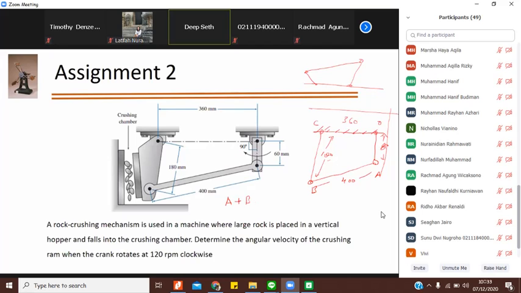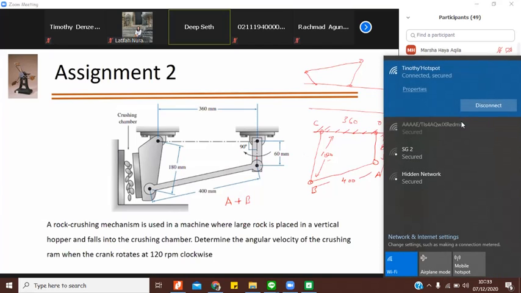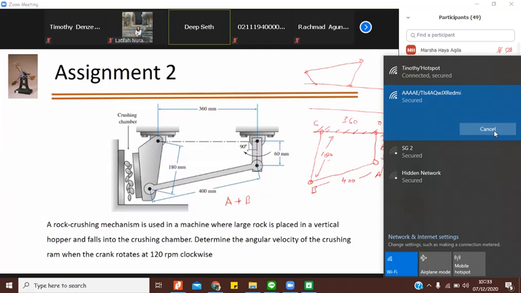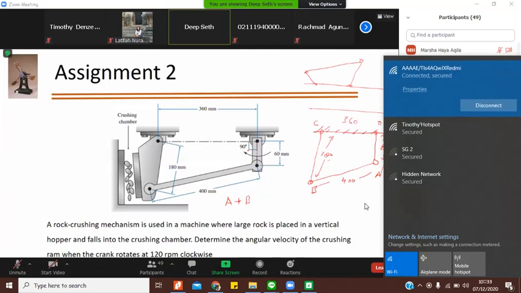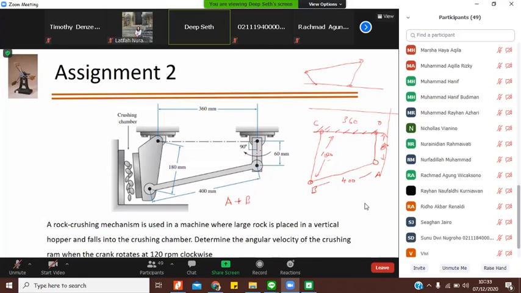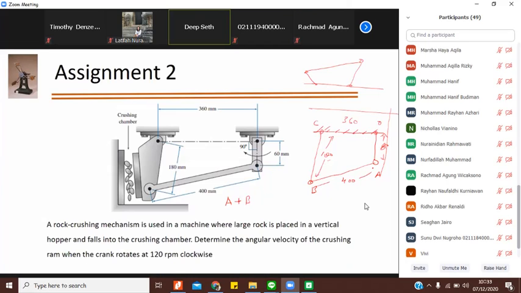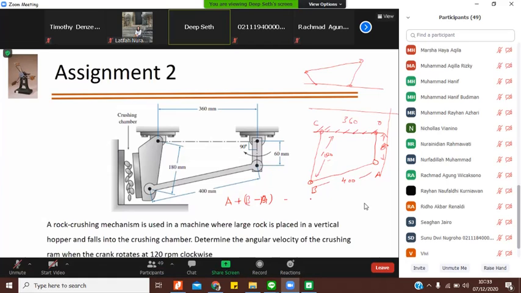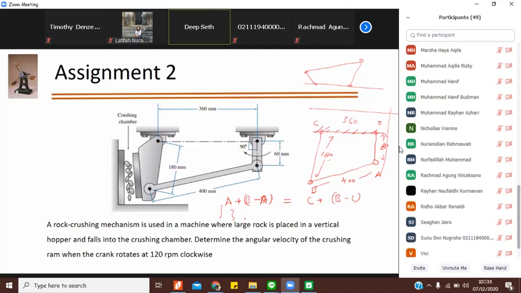So location of A. Oh, 90 degrees over here. It's not a problem. So A plus B minus A is equal to C plus B minus C. And you just have to introduce the vectors of all the things. Okay.